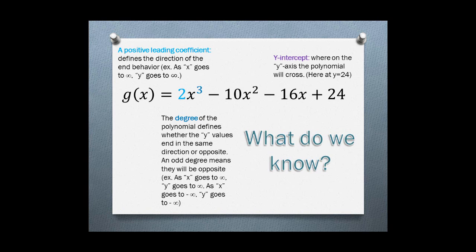And finally, we know it has a y-intercept of 24. The y-intercept is where the polynomial will cross the y-axis. In this case, it will cross at positive 24. So now we must solve and factor the polynomial.